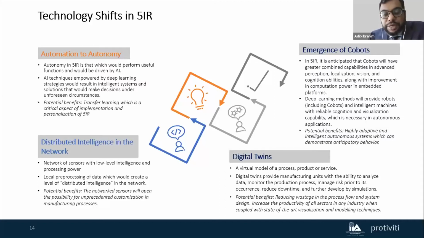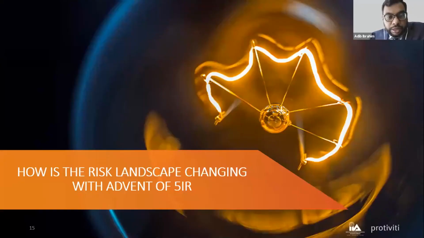And some of these areas are at the bleeding edge of research today. A lot of academics at both the universities as well as at the country level, policymakers as well, are looking at the long-term implications of some of these areas. So let's look at how the risk landscape is changing, right?